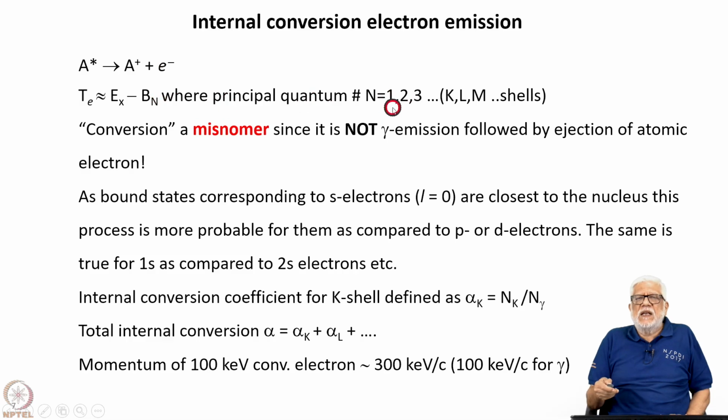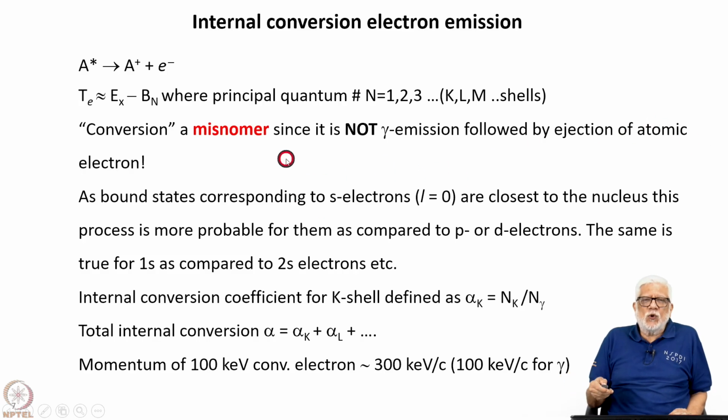This n can be 1, 2 and so on, the K, L, M shells, so it can be B_K, B_L and so on. I should point out that this conversion is actually a kind of misnomer, because it is not photon emission followed by the ejection of an atomic electron. That would just be the photoelectric effect. This is not that. The nucleus makes a transition, but no real photon is emitted. The photon involved is actually a virtual photon, and then you get ejection of the atomic electron.